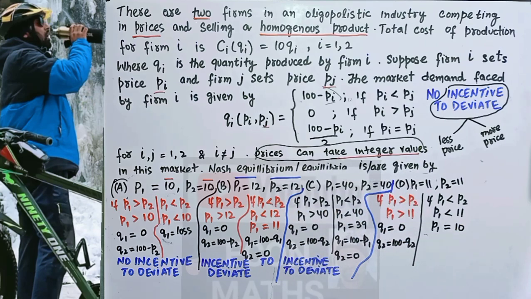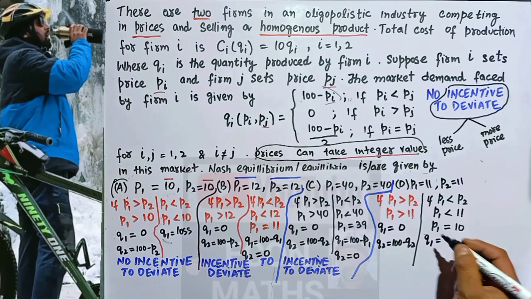Prices are taking integer values here. If firm 1 charges a price of $10, what happens? He is charging a lower price than firm 2. Okay, what will happen? Firm 1 will get all the market. Let us see. Firm 1 gets all the market.